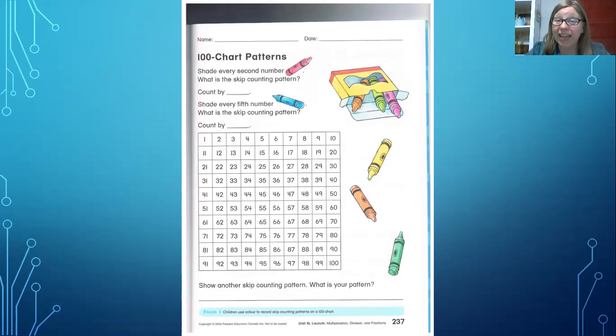Okay, if you think you know what the answer is, write it down on page 235. Then it says, shade every fifth number blue. What is the skip counting pattern? Count by what? If you're shading every fifth number blue, what are you skip counting by? You got it. Write it down on that line. If you didn't figure it out, ask your parents. They can help you, or ask an older brother or sister.